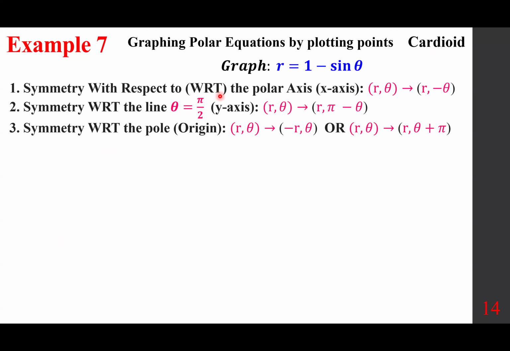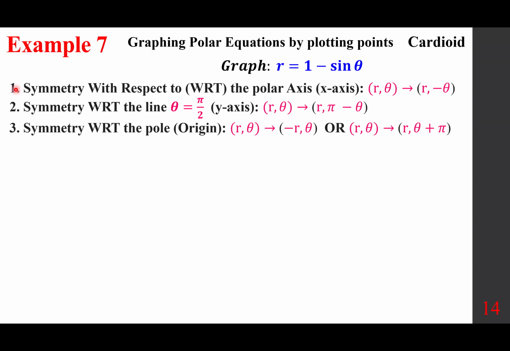It's symmetric with respect to the polar axis if r comma theta can be replaced with r comma minus theta, with respect to theta equals pi over 2, the y-axis, if r comma theta can be replaced with r comma pi minus theta, and it's symmetric with respect to the pole if we can replace it with negative r comma theta or r comma theta plus pi. So let's look at all those for practice.